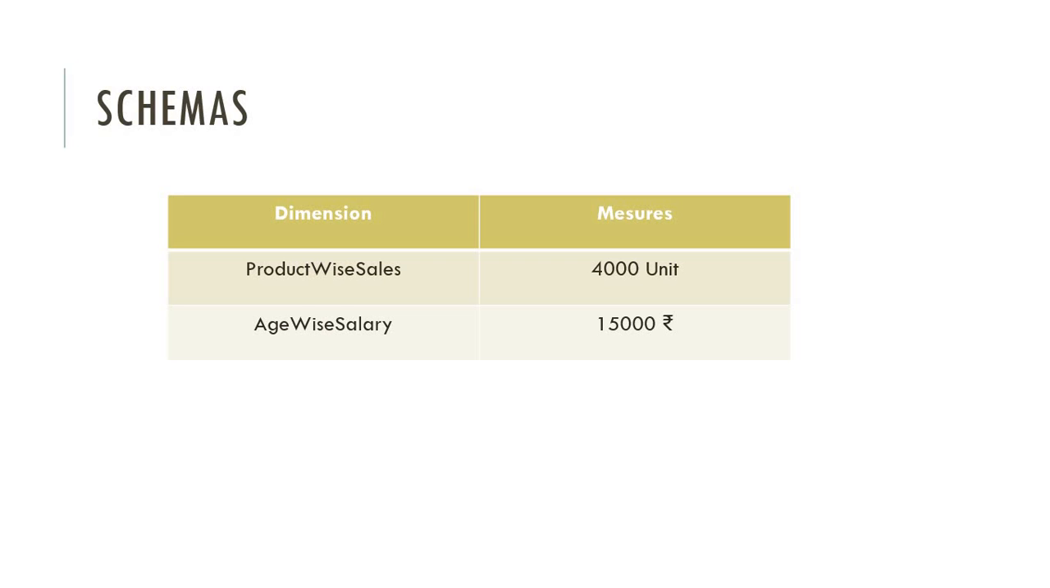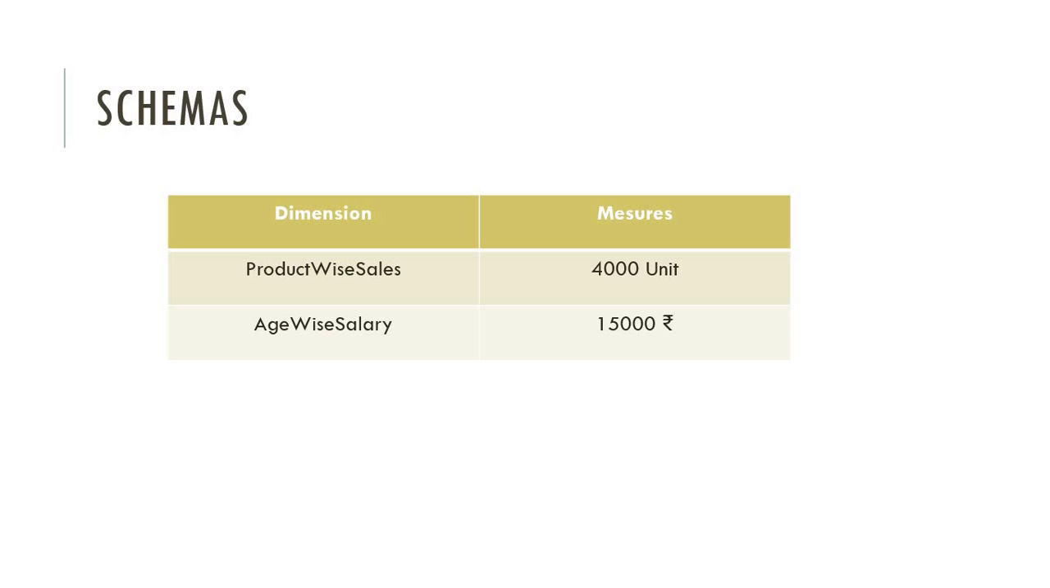Dimension describes what this measure actually is. For example, in the table you can see we have two measures, 4,000 units and 15,000 rupees. One dimension is product-wise sales and another dimension is age-wise salary, and these dimensions are stored in the dimension table. So measures are numbers that we want to analyze, and the dimension talks more about measures. They describe the measures. So measures are stored in the fact tables and the dimensions are stored in the dimension tables.